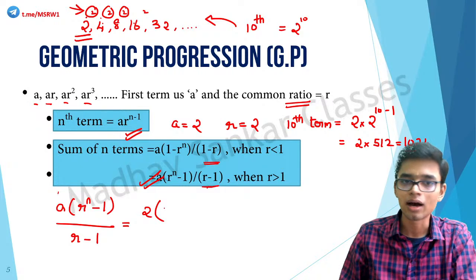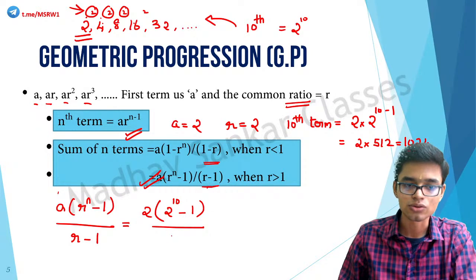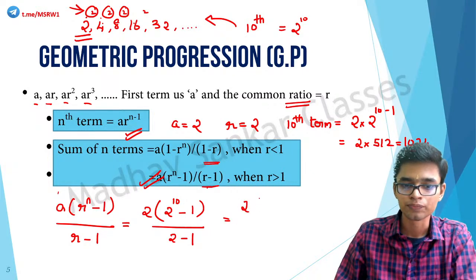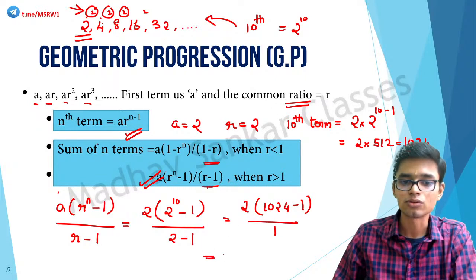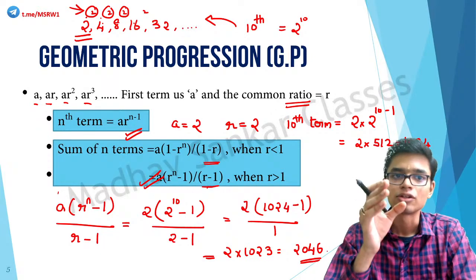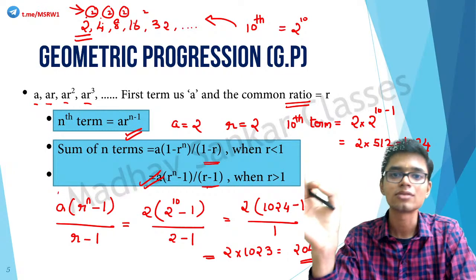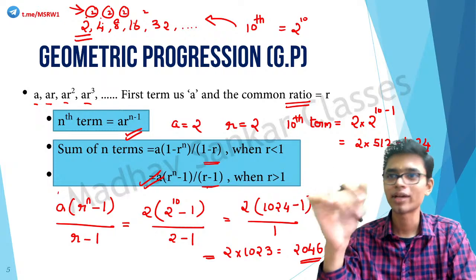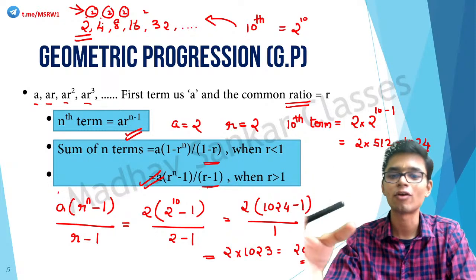2 into r, the value of r is also 2, the value of n is 10, minus 1 by r minus 1, which is 2 into 1024 minus 1 by 1, is equal to 2 into 1023, which is 2046. So if you add 2 plus 4 plus 8 plus 16 plus all the way up to 1024, the value is 2046. Either you can add that manually or you can simply use this formula and directly get to the answer.